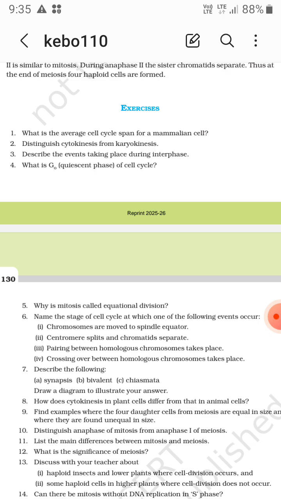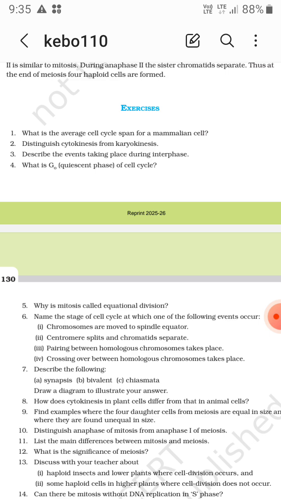The third question is, describe the events taking place during interphase. What things take place during interphase? There is G1, there is S, and then there is the G2 phase, then there is mitosis where actual cell division occurs. There is also a quiescent stage, that is the G0 phase, where the cell exists and does not go for further cell division until it is called on to do so. All these are NCERT lines.